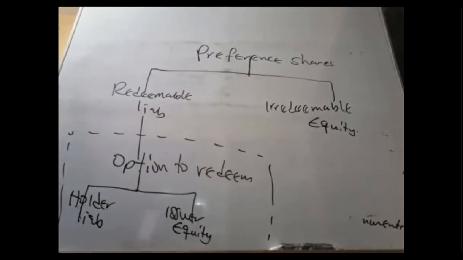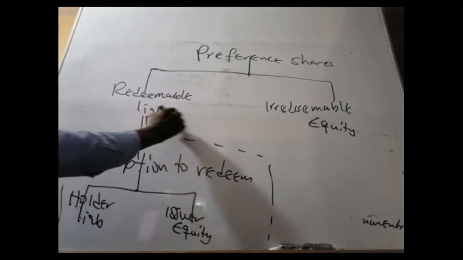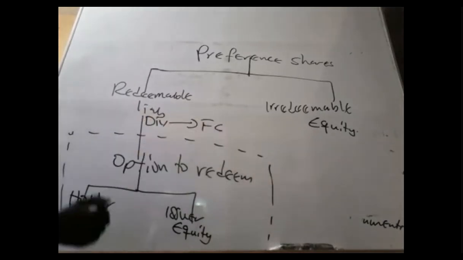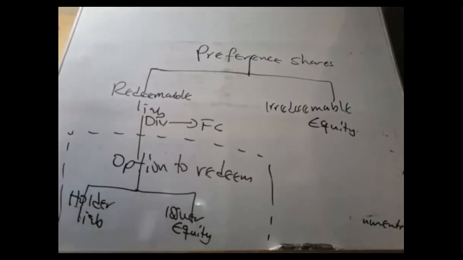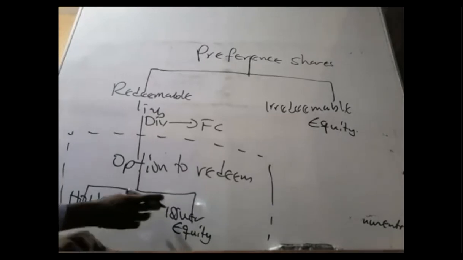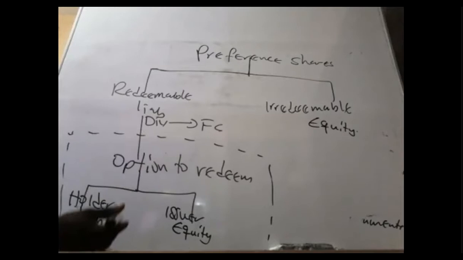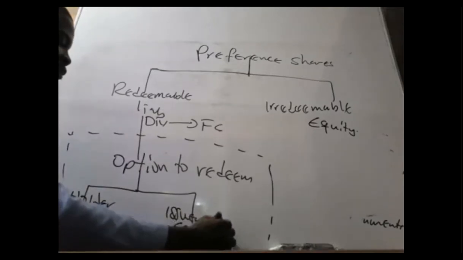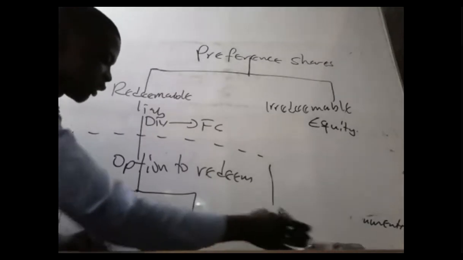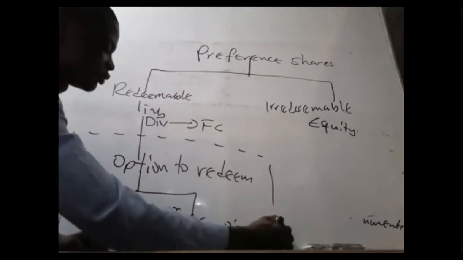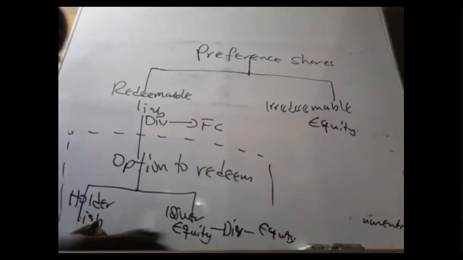So it's equity. Take note that dividend paid on this will also have a different treatment. For instance, dividend paid on redeemable preferences moves to finance cost. However, if the option to redeem is in the hands of the issuer, that is the issuing company, then the dividend paid moves to equity, changes in equity. Take note, the dividend paid moves to equity.